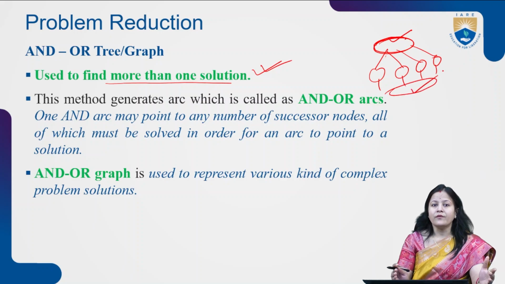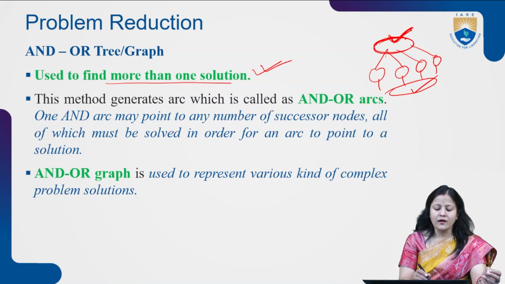So this method, the final solution or the goal, can be achieved in many ways. That is why it says the AND-OR graph can find more than one solution. This method generates the arc, which is called an AND-OR arc. One AND arc may point to any number of successor nodes, all of which must be solved in order for an arc to point to a solution.